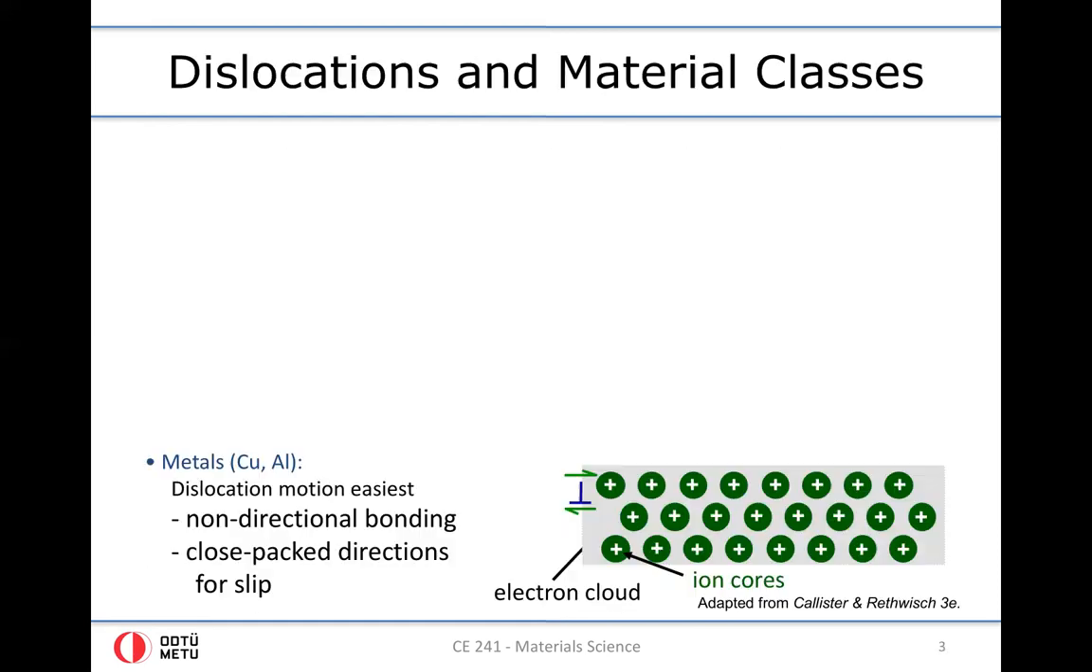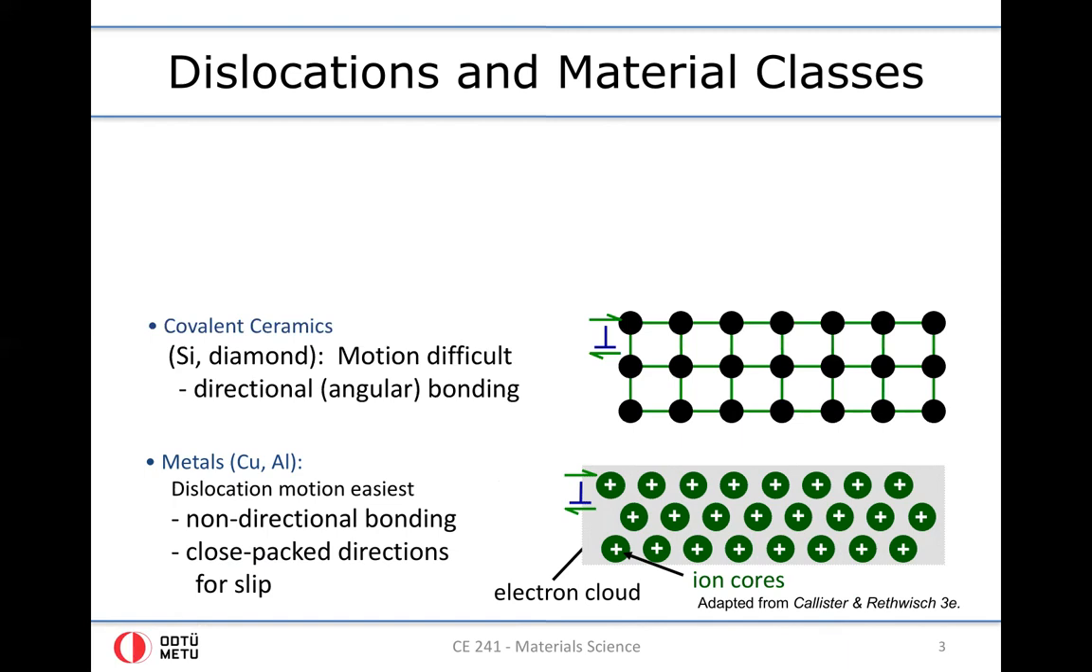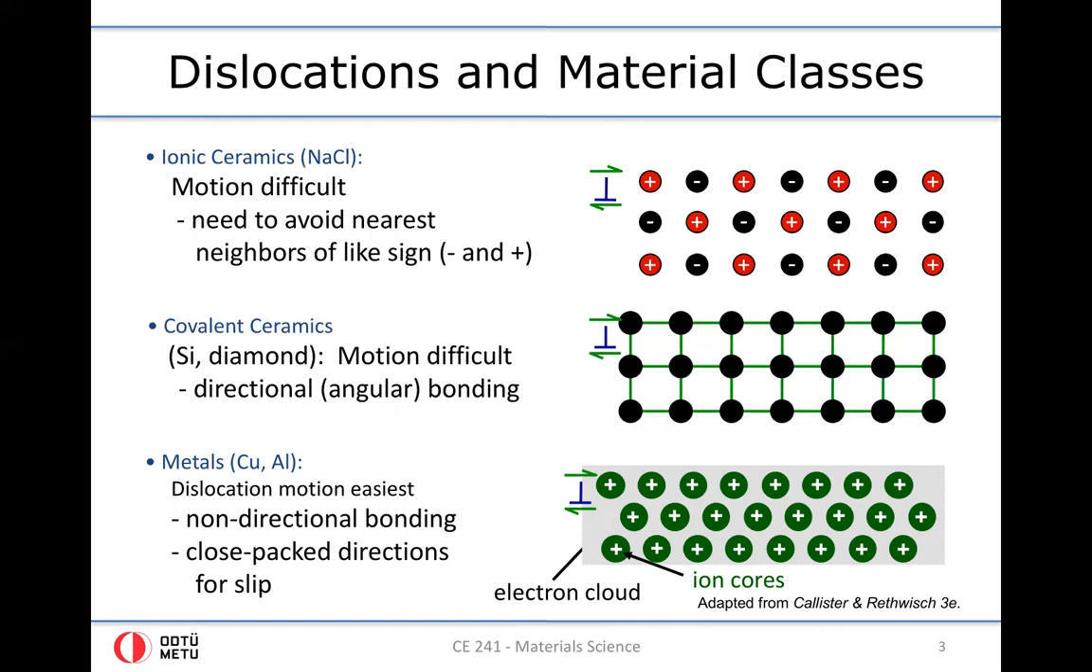When it comes to ceramics that are formed basically by ionic or covalent bonds, motion is much more difficult because, for example, in the case of covalently bonded ceramics, you have a directional bonding, and in order for an atom to hop from one position to another one, you need to break down the bond. That is much more difficult compared to the motion of ion cores in an electron cloud in metallically bound materials.